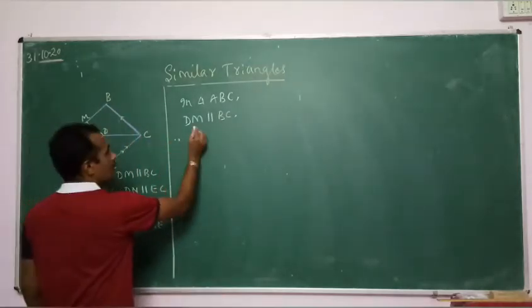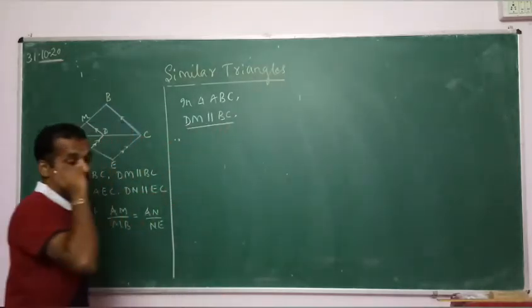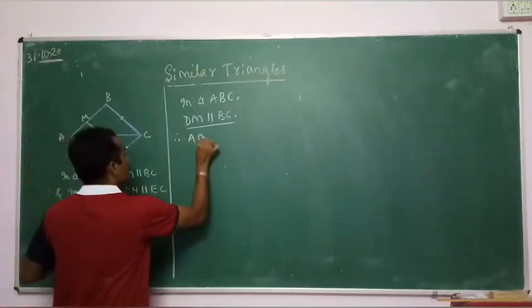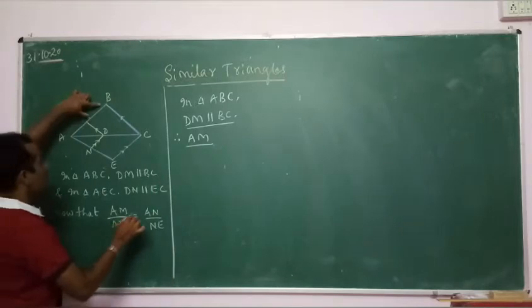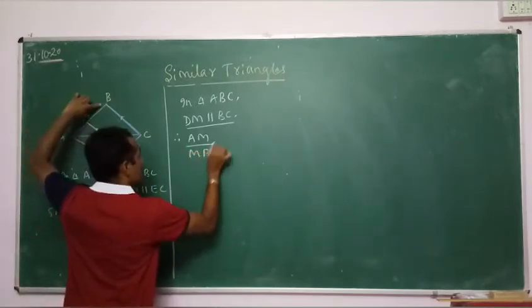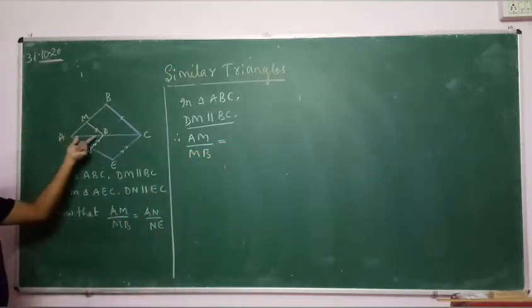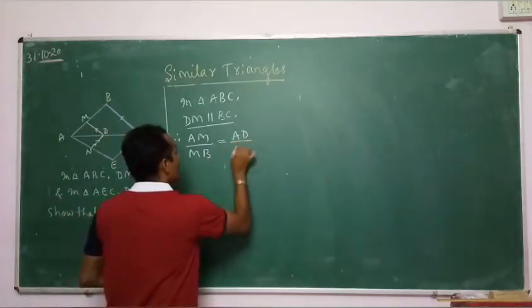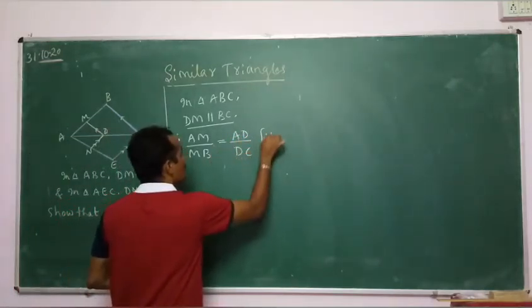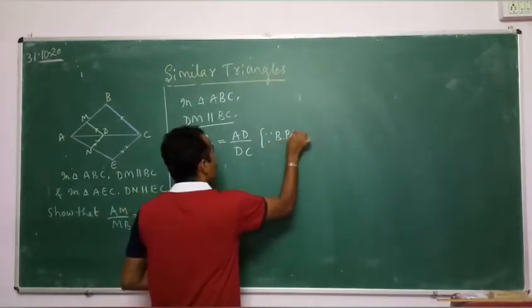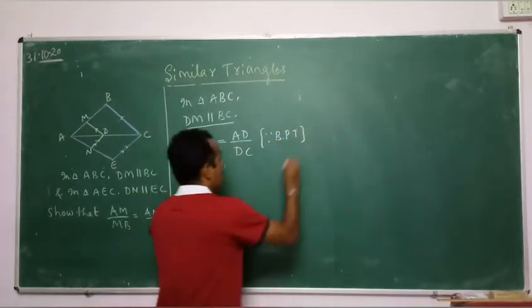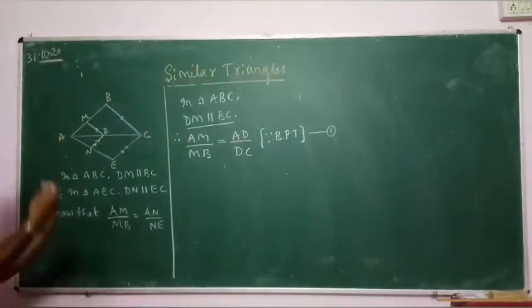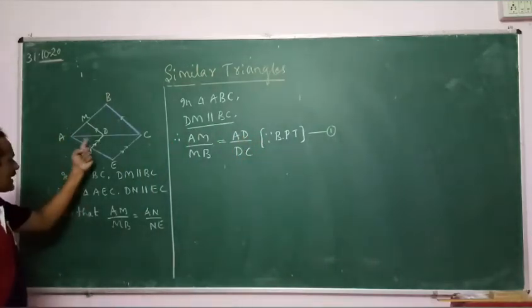Okay. Therefore, जब मैं parallel लिखता हूँ, I can use the BPT. Therefore, AM divided by MB is equal to AD divided by DC. This is because of the basic proportionality theorem, and we call it equation number 1. एक बार खत्म.